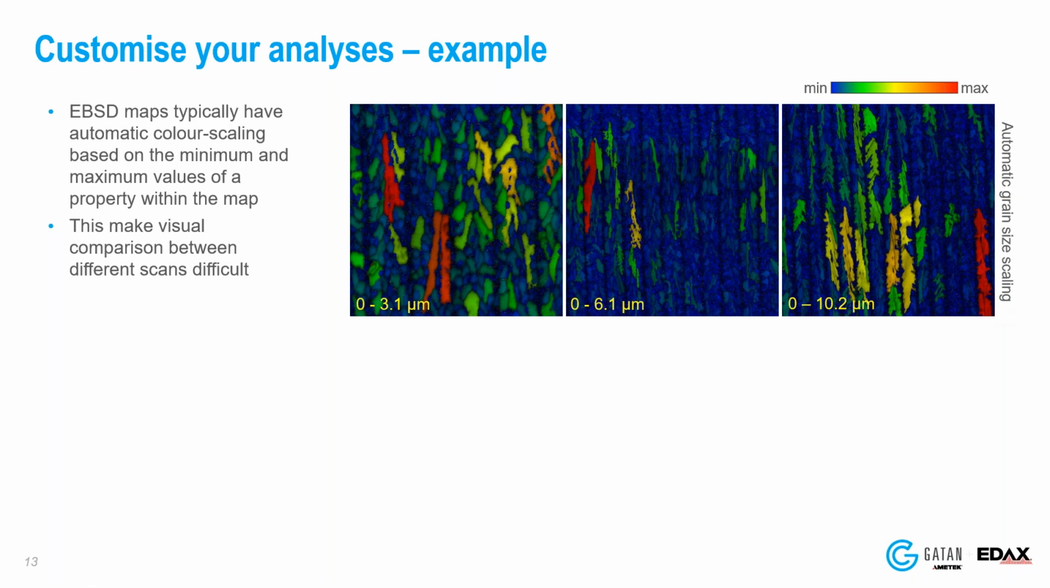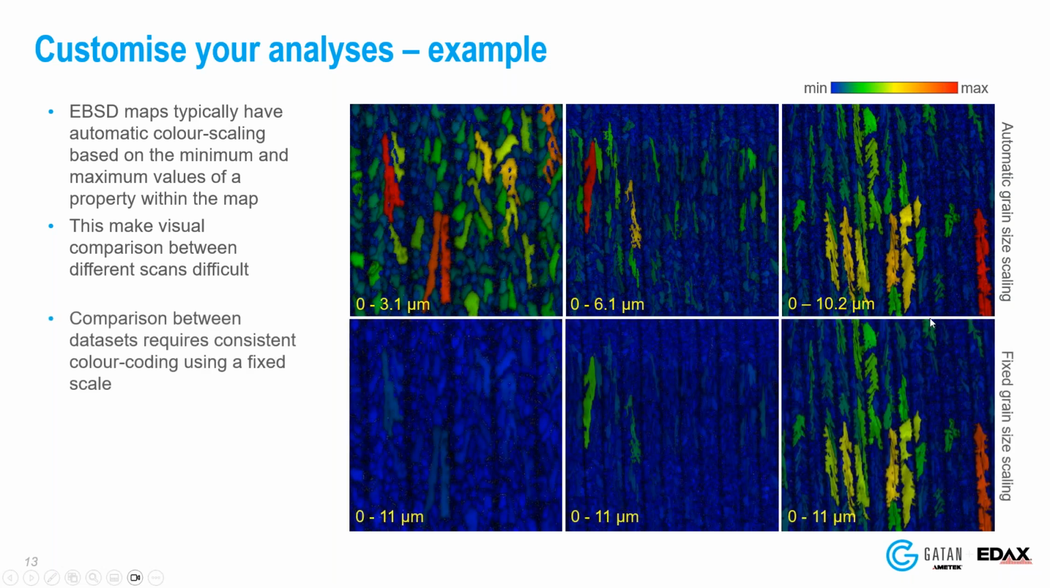So what you would need to do for an honest comparison is look at the scaling for the largest setting, set up a template there, fix the scale, and then you can display all your maps in the same color coding. So now we have a very clear visual representation of those grain structures, and we can actually see an evolution in the microstructure. So that's one of the uses of templates.